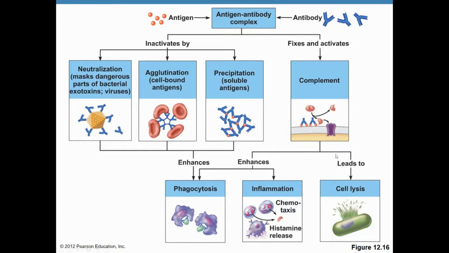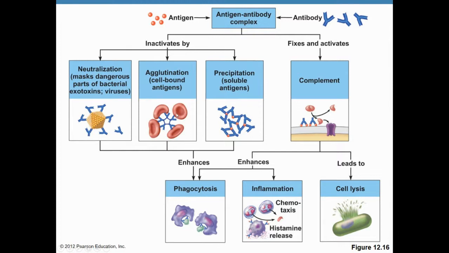L is for lysis, and lysis occurs through complement fixation. The antibodies line up on the surface of a cellular antigen, and they form a complement binding site. And so the complement is then going to form this little ring of proteins in the plasma membrane that allows for water to rush in, and it causes the cell to burst.